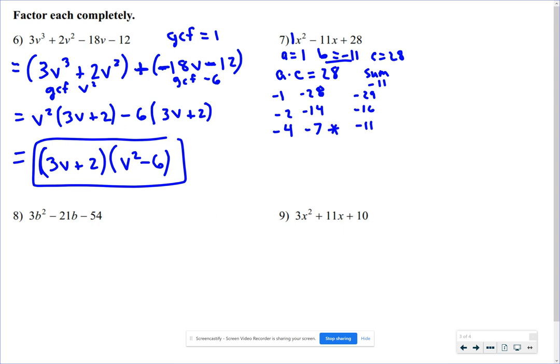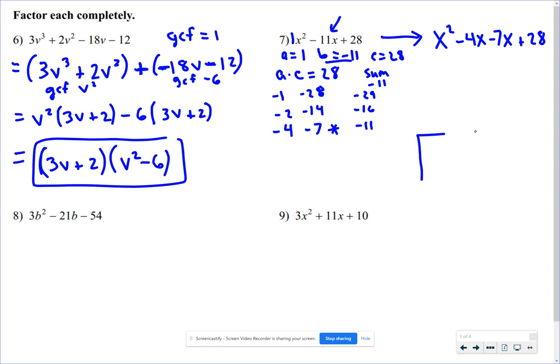Recall that our next step of the process is to rewrite the middle term, that negative 11x that I have right there in the middle. We're going to write it as negative 4x minus 7x, so that I've rewritten my polynomial to have 4 terms instead of 3. Now I can either group or use the box, and I'm just going to go ahead and use the box.